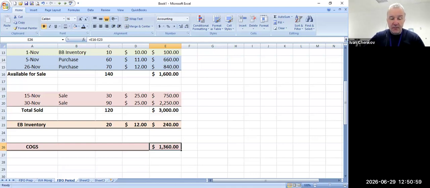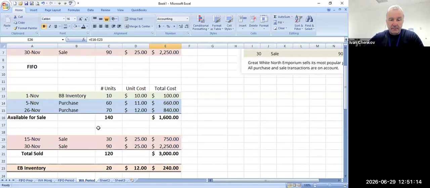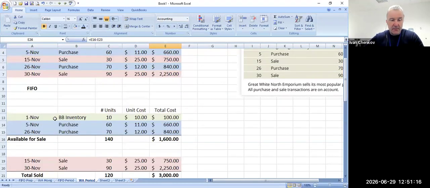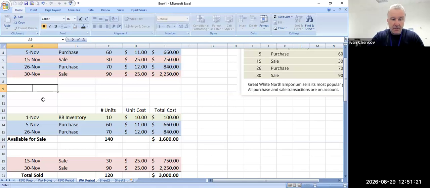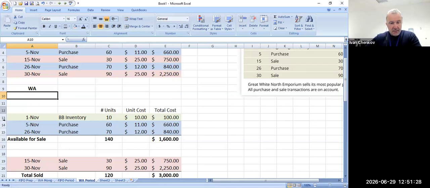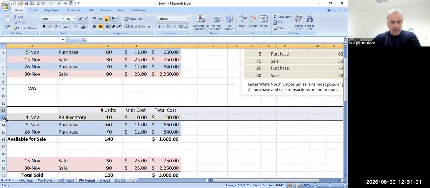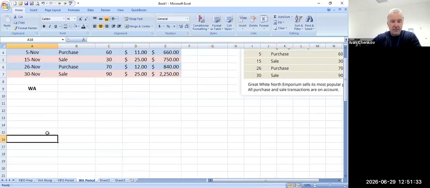Now let's go with the weighted average. Weighted average is even easier. Weighted average, that will be periodic. Now, what I'm going to do is delete this and show you. I'm going to delete everything so I can start from scratch.